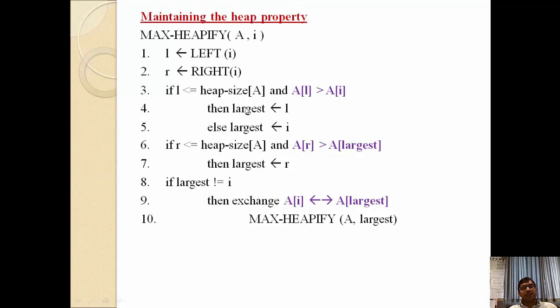Now this largest value, either it will be the left child or the parent node, we need to compare with the right child also. So we need to check if this largest node is less than A of R or not. If your right child is larger than the largest element, then the largest will be the right child. So out of these three, we need to identify which one is the largest.